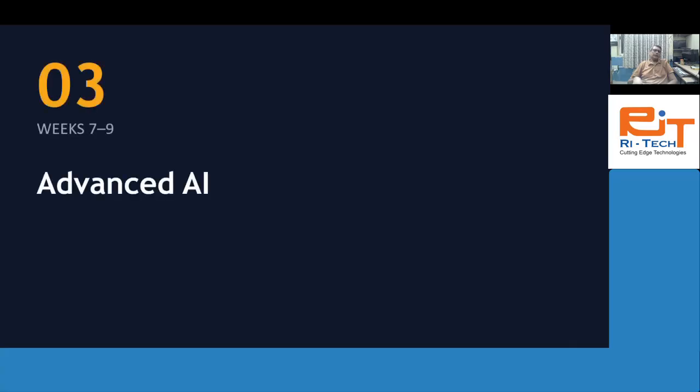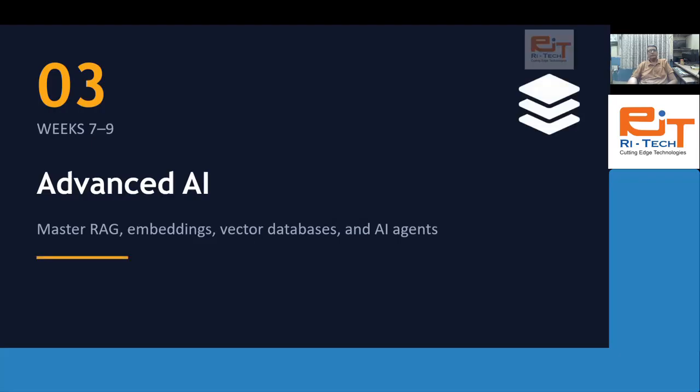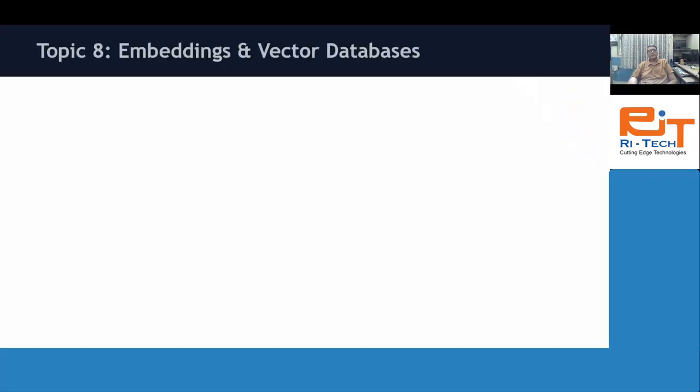Now we'll go to phase 3, which starts from week 7 to 9, where we'll cover the advanced AI features like RAG, embeddings, vector databases, and AI agents. Embeddings and vector databases we'll cover as topic 8: the technology behind semantic search and intelligent retrieval.